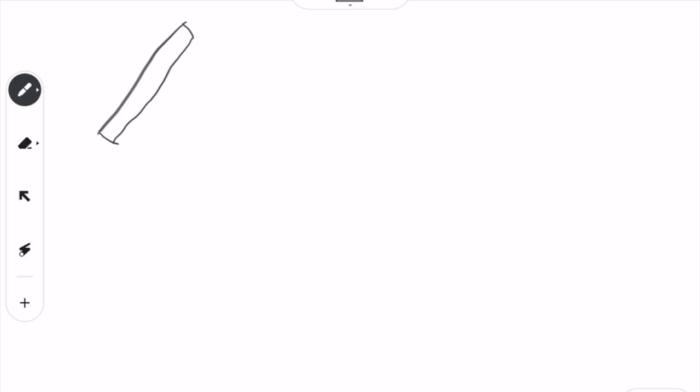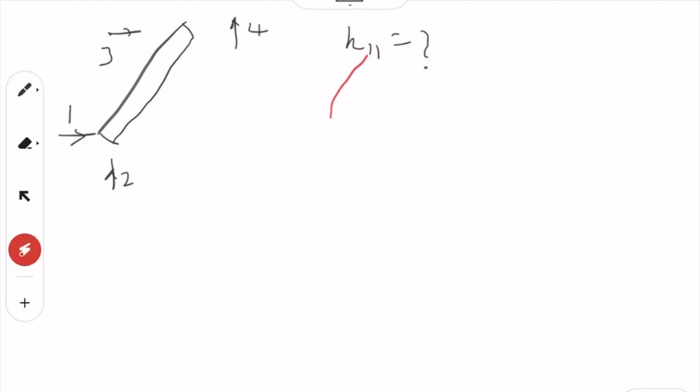So let's say this is direction 1, we write like this is direction 1, this direction upward is 2, this one is 3, and this direction upward of this point is 4. We want to find out K11. How to find out? We are going to fix everything except node 1 where we will apply unit displacement. So we are going to fix everything. So we apply like this one, we fix it like this.